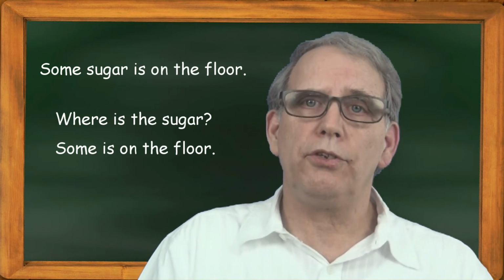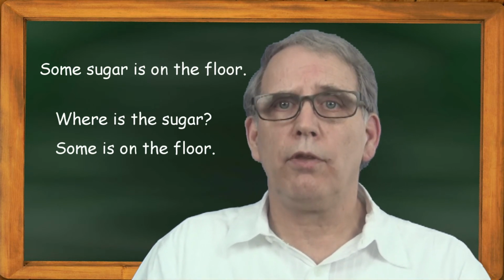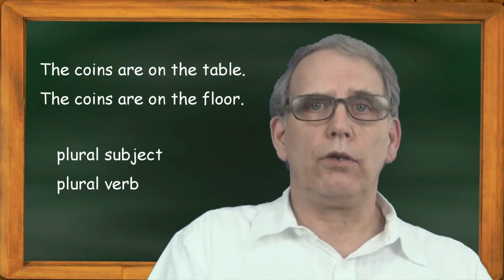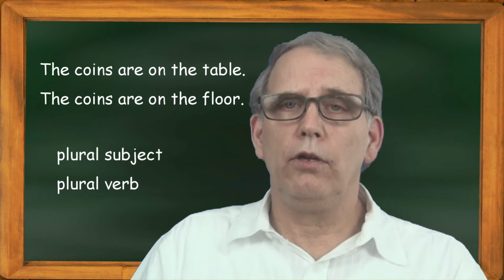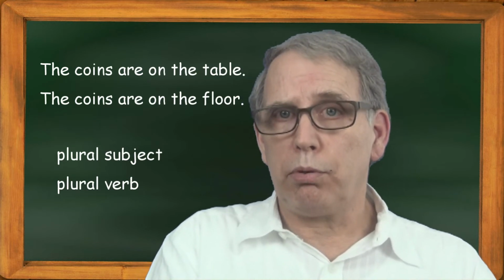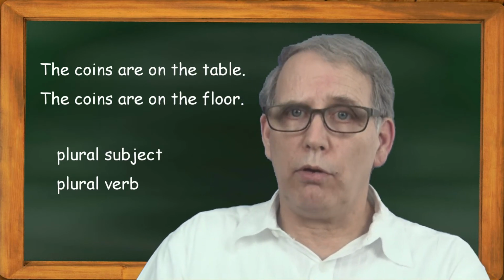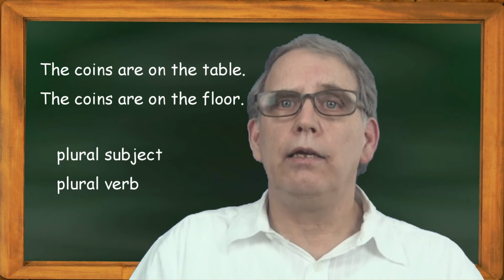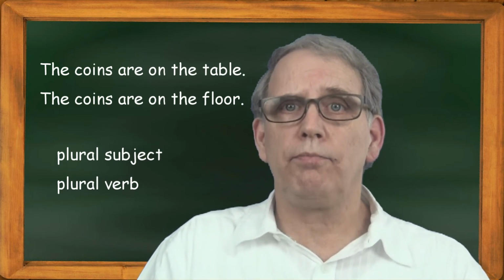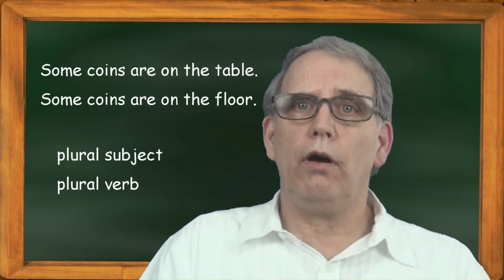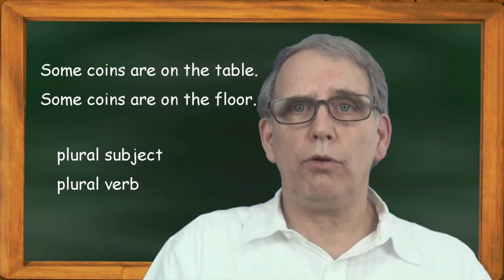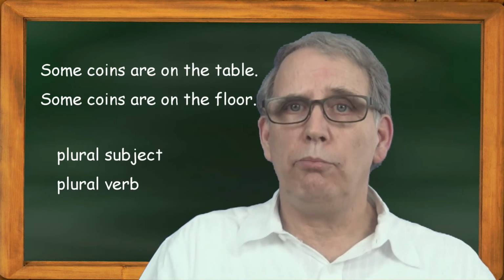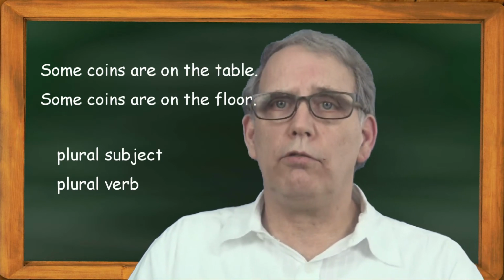Now let's replace sugar with coins. The coins are on the table. The coins are on the floor. So we have a plural subject with a plural verb. Coins are. Now let's add some to the sentence. Some coins are on the table. Some coins are on the floor. So again, we have a plural subject, plural verb.